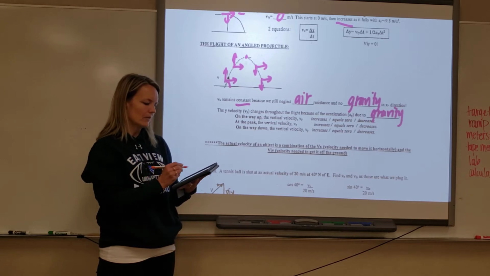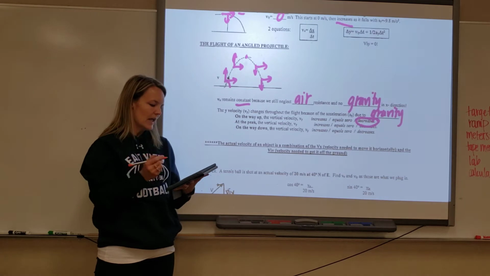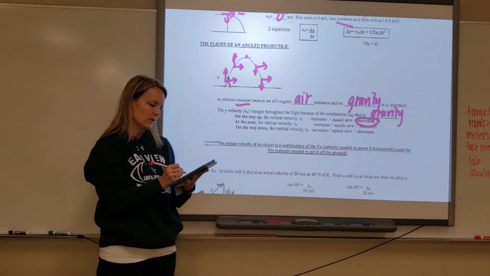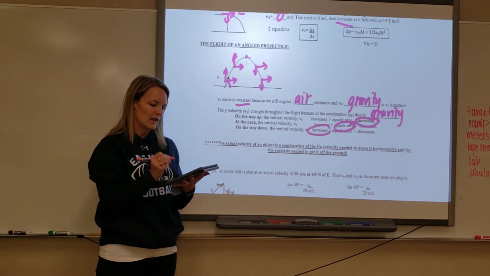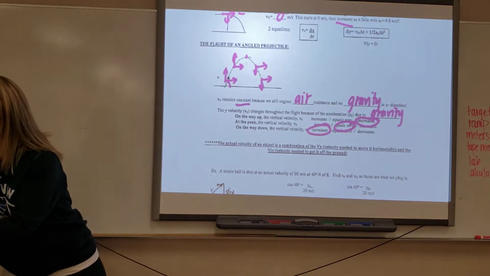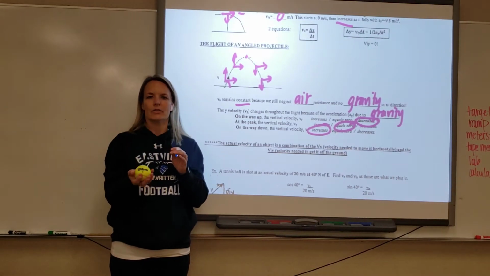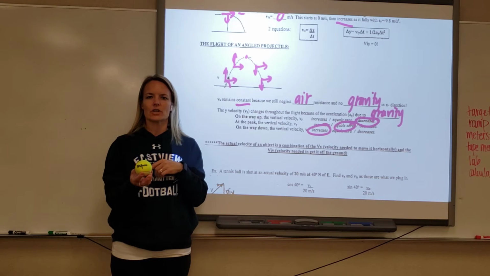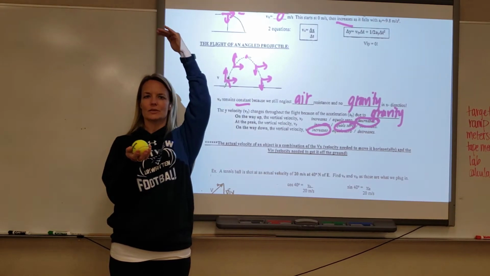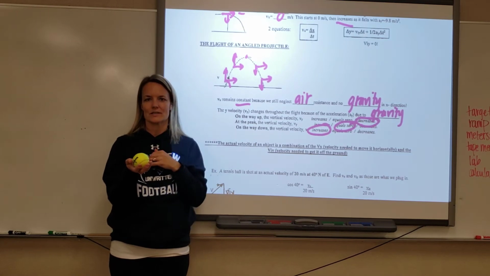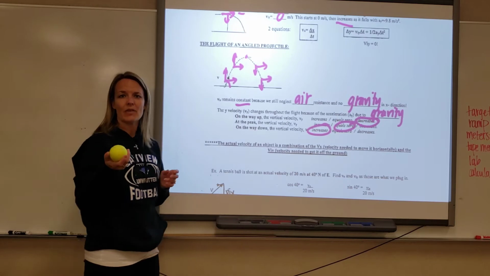On the way up, the vertical velocity decreases. As something goes up, it gets slower until it hits the top, it hits the peak where the velocity equals 0, and then it starts to fall back down again, in which it increases. So if you look at this ball right here, as I throw it up, I give it an initial velocity in the y direction, I throw it up, it slows down till it hits 0, then it turns around, increases as it goes.